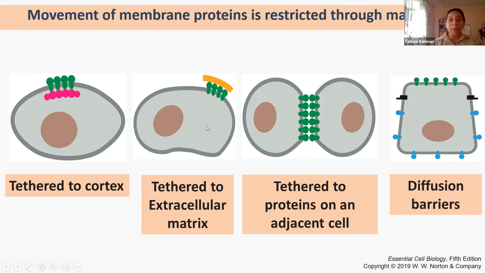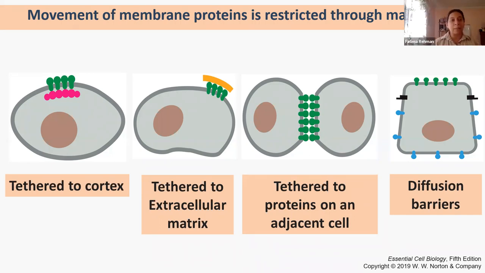So there are four different ways that we can control the composition of the membrane proteins in a particular area, and we can restrict the movement of these membrane proteins in the membrane itself from going too far or from going to a different area that they are not needed. One is if they are tethered to the cortex itself. Now, the cortex is on the inner side of the cell membrane, right? It's towards the cytosolic side, where the cell's own structural actin and myosin are all there too.